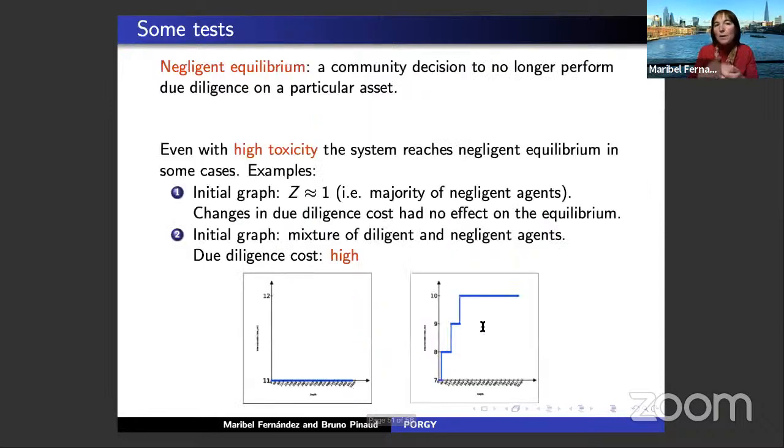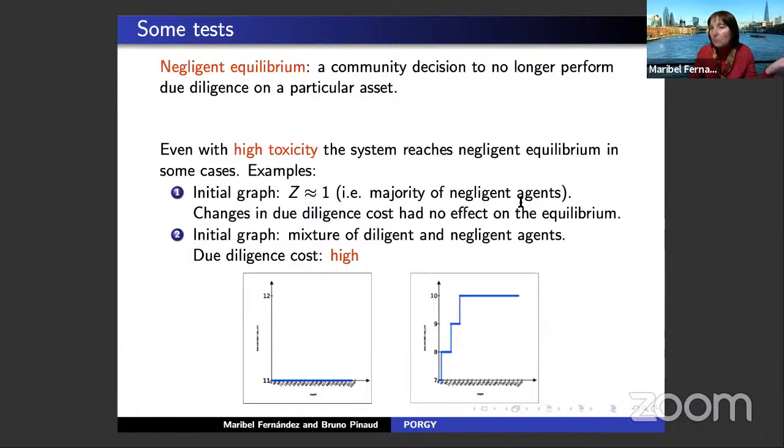So that when we apply our strategy and see the derivation tree, the branch, we can plot, for example, the number of changes of behavior, the number of diligent banks, the number of negligent banks. And we made some experiments which confirmed what the paper by Anand and the co-authors showed, that even with high toxicity, which was the situation in 2008, the system reaches a negligent equilibrium where all the agents are negligent in some cases, for example, when the majority of the agents are negligent.